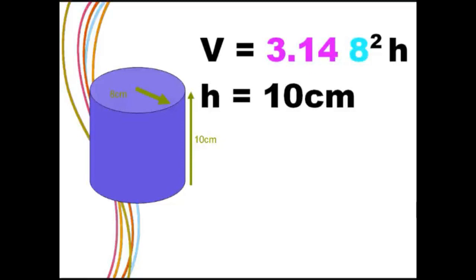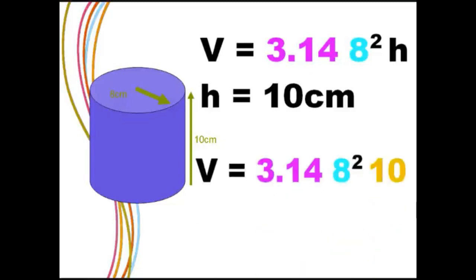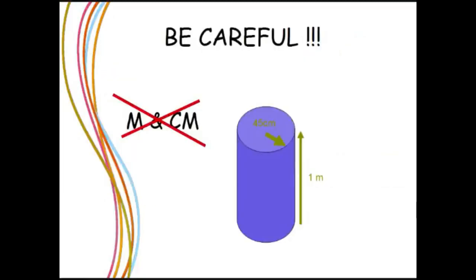Finally, we can substitute the height. The formula now reads V equals 3.14 times 8 squared times 10. Also be careful, in some test questions the units may be different, in which case you would need to convert to the same units before substituting into the formula.